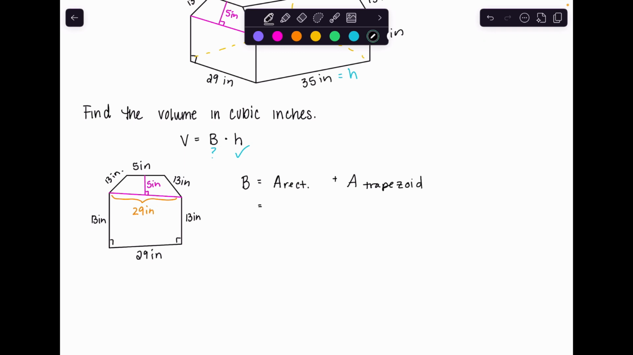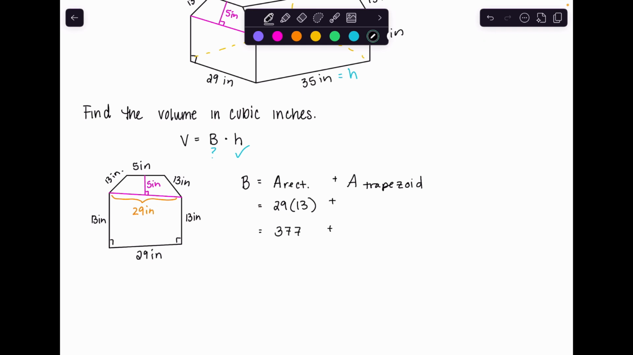So the rectangle's much easier. In this case, it's got two sides, 29 and 13. So we go ahead and just multiply the two. So if you do that, 13 times 29 will give you 377.